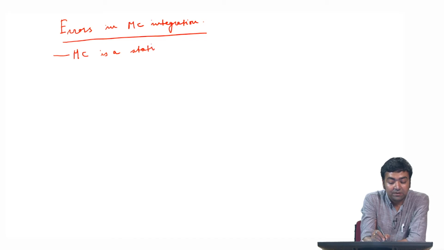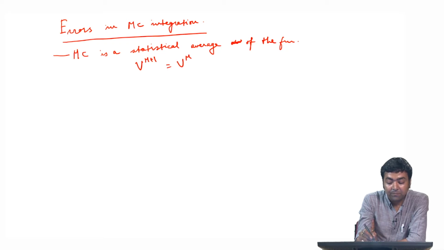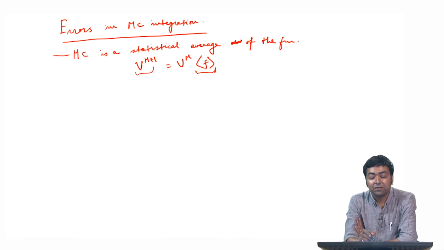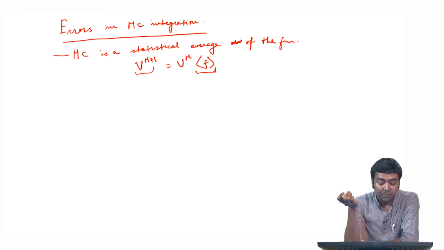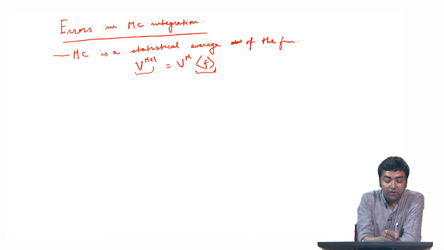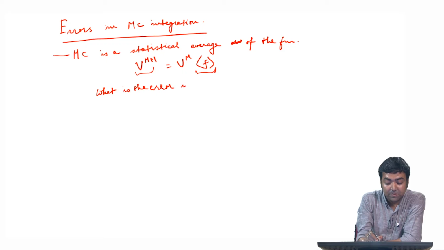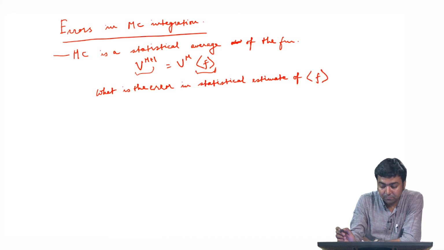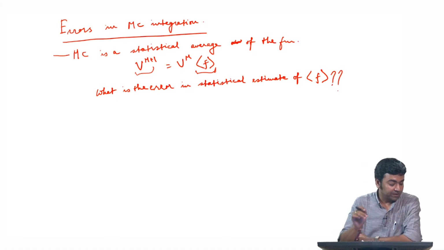So, just to summarize and move forward, Monte Carlo integration, as we saw, involves a statistical average of the function. So, I have V m plus 1 equals V m and then error. The error in the estimation of V m lies in the error in the estimation of the statistical average of f. So, from the knowledge of statistics, we need to find out what is the error in the statistical estimate of f.